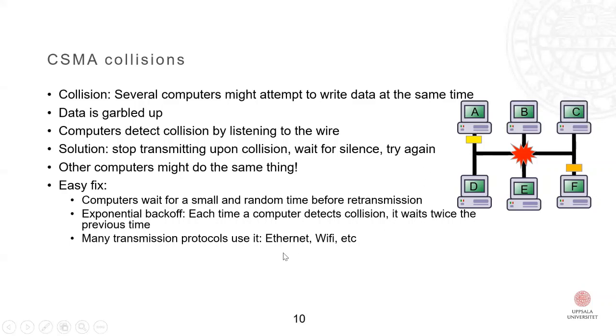And many transmission protocols use this way of detecting and resolving collisions. For example, both Ethernet and Wi-Fi use that. But this solution is yet not enough.